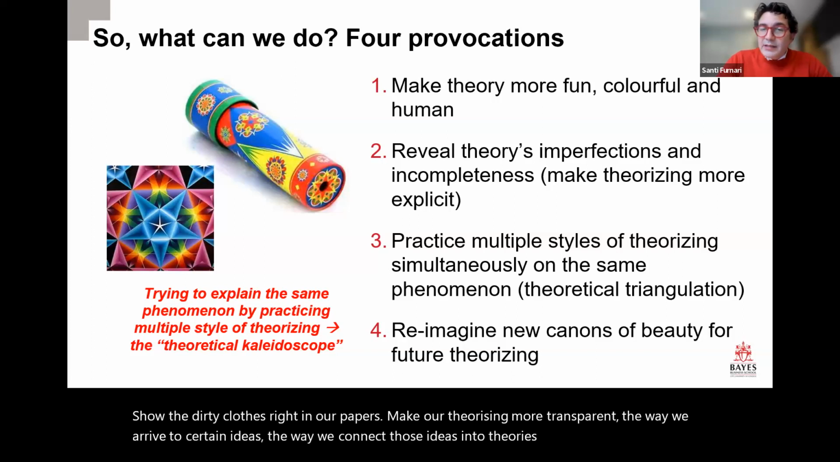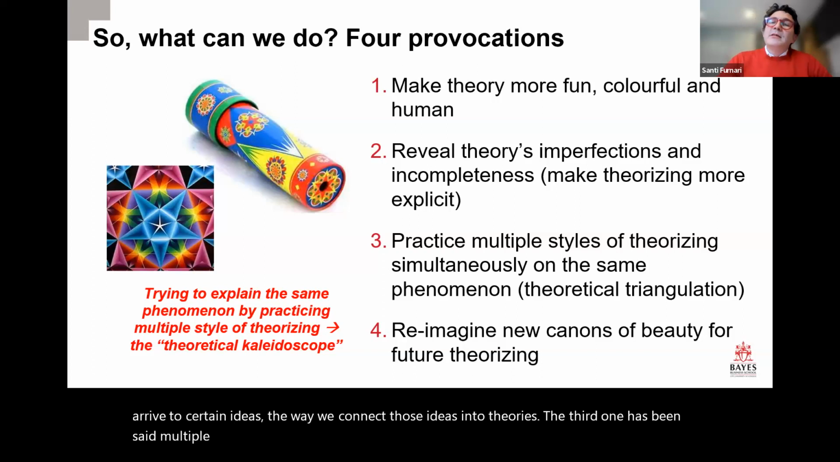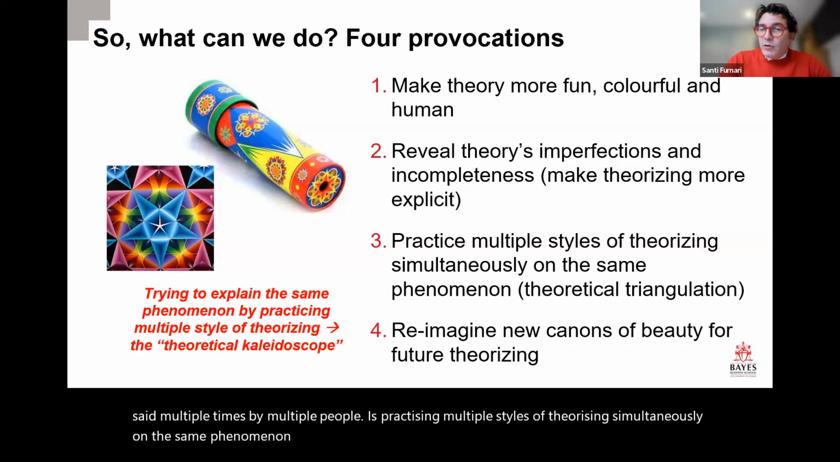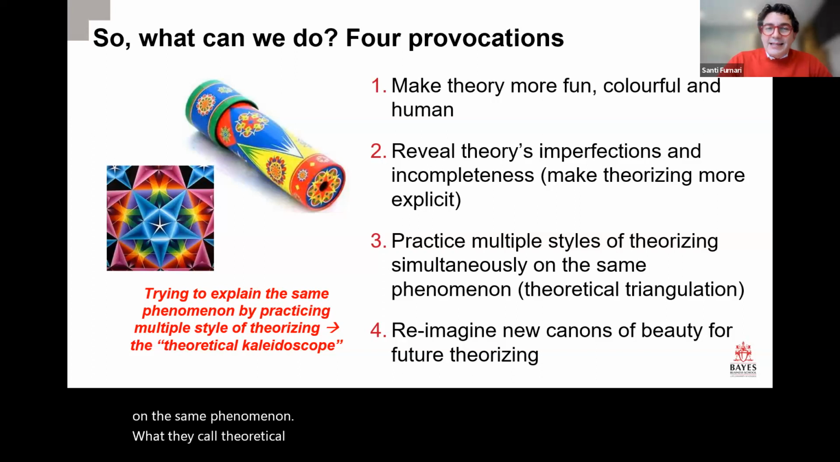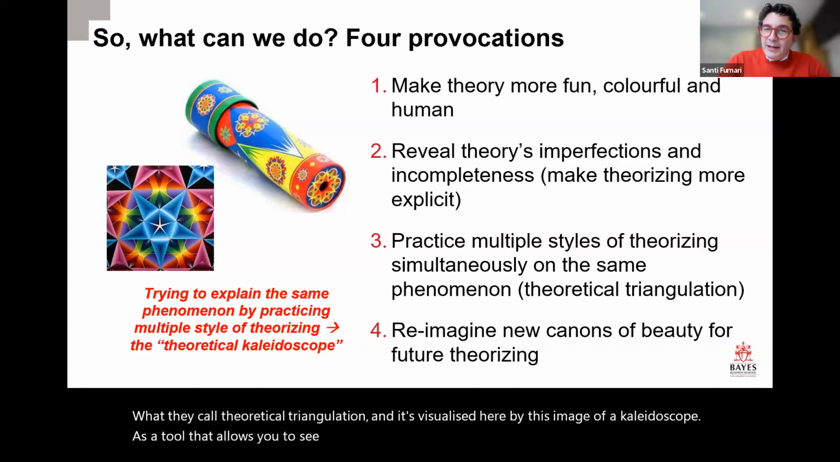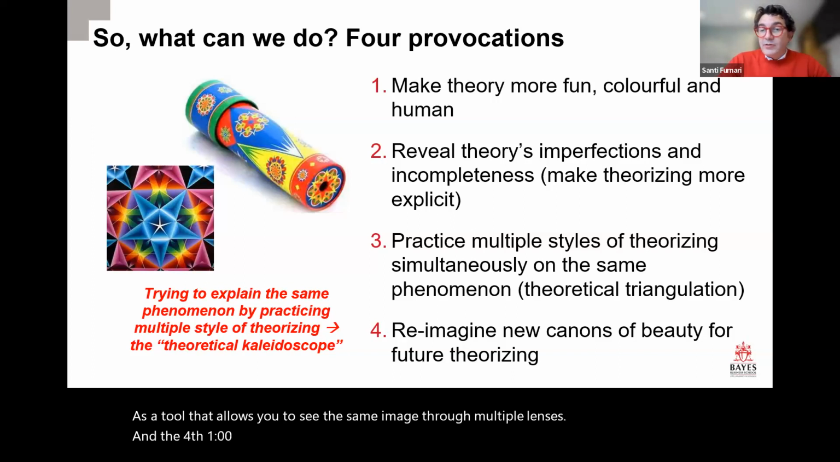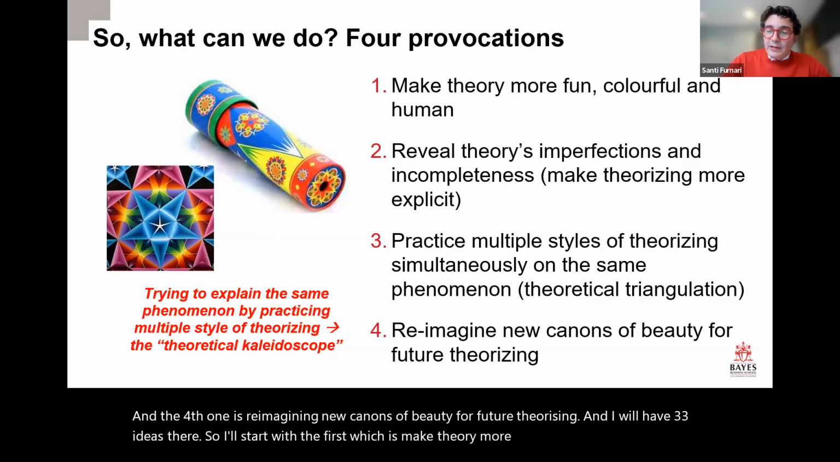The third one, which has been said multiple times by multiple people, is practicing multiple styles of theorizing simultaneously on the same phenomenon, what I call theoretical triangulation, and is visualized here by this image of a kaleidoscope as a tool that allows you to see the same image through multiple lenses. And the fourth one is reimagining new canons of beauty for future theorizing. And I will have three ideas there. So I'll start with the first, which is make theory more fun, colorful, and human.